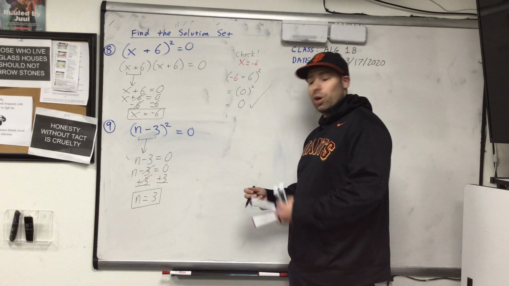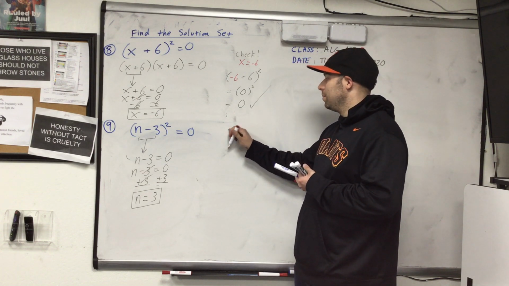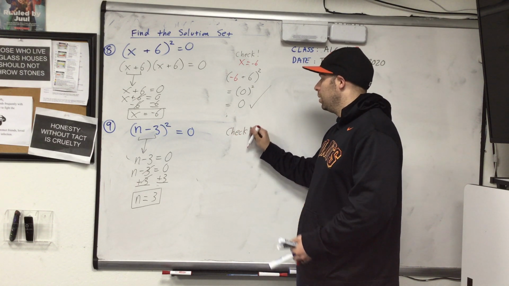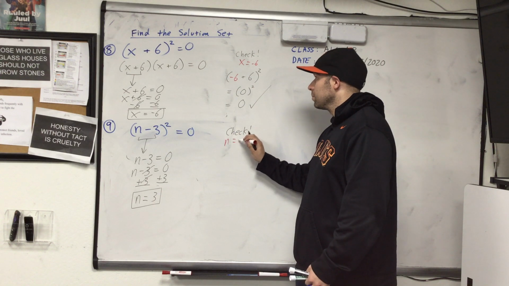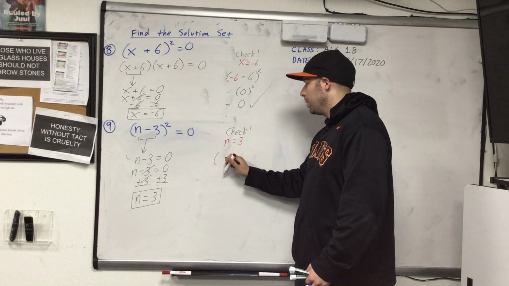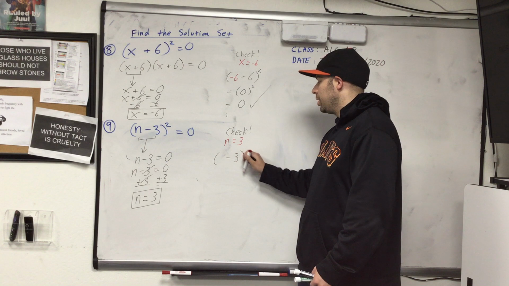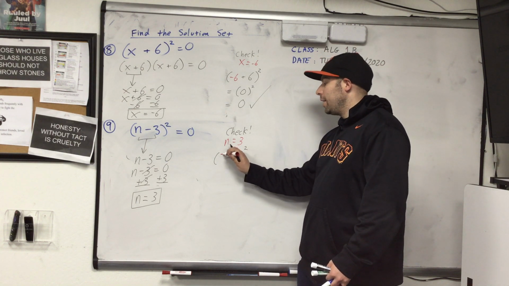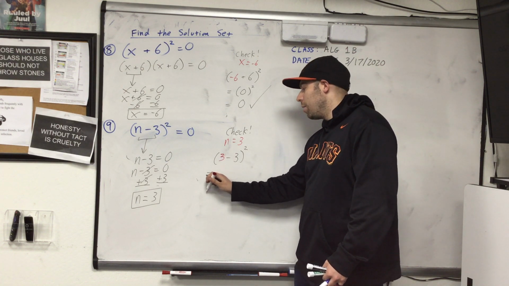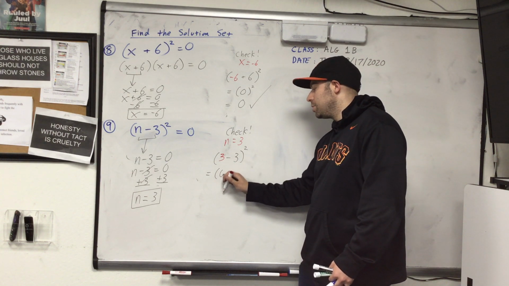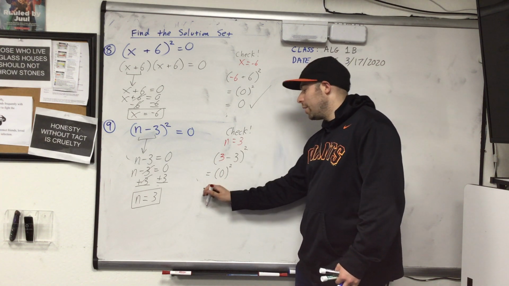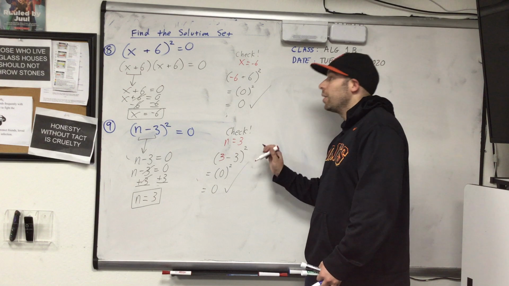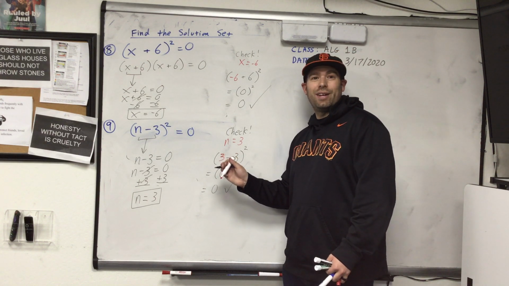I'm going to check my work by plugging it back in. So if I plug in blank minus 3 quantity squared, where the blank is going to be 3, now I'm in business. 3 minus 3 is 0, and 0 squared is still 0. The zero product principle still gets satisfied.